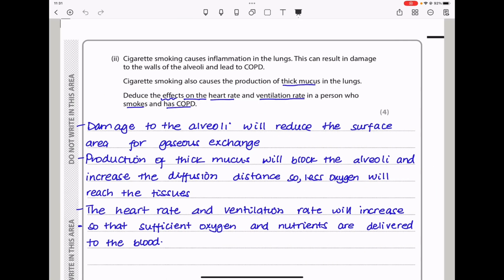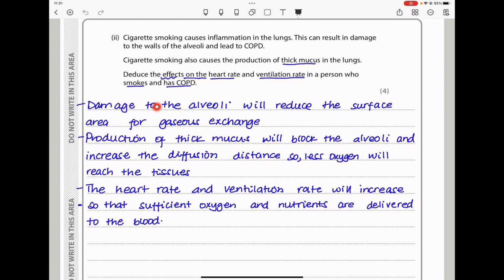Moving on. Here they say, cigarette smoking causes inflammation in the lungs. This can result in damage to the walls of the alveoli and lead to COPD. Cigarette smoking also causes the production of thick mucus in the lungs. Deduce the effect on the heart rate and ventilation rate in a person who smokes and has COPD. Now we have seen it causes thick mucus and then it damages the walls of the alveoli, meaning we're going to have less surface area for gaseous exchange.